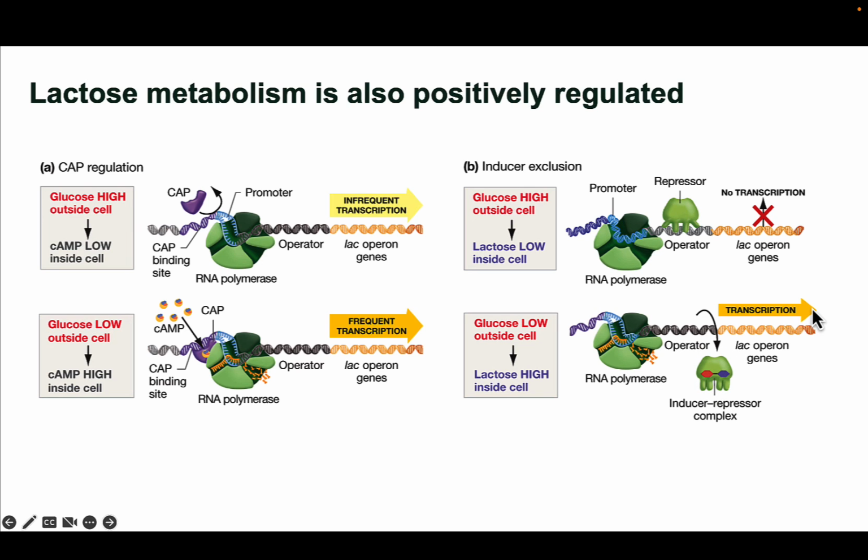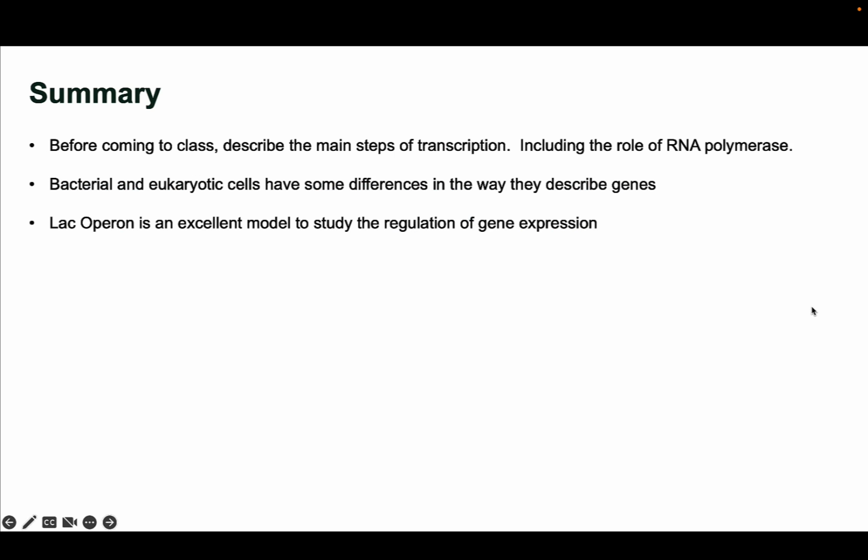and we're going to get transcription. So a little bit of a summary before coming to class: be able to describe the main steps of transcription, including the role of RNA polymerase. Recognize that bacterial and eukaryotic cells have some differences in the way they transcribe genes, and be able to name the parts of the lac operon, some of the bits about how it's regulated negatively and positively, and to recognize that it's an excellent model to study the regulation of gene expression.